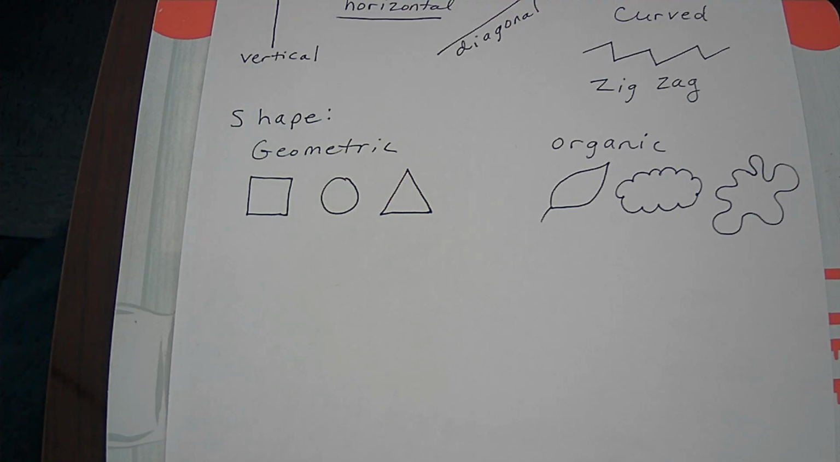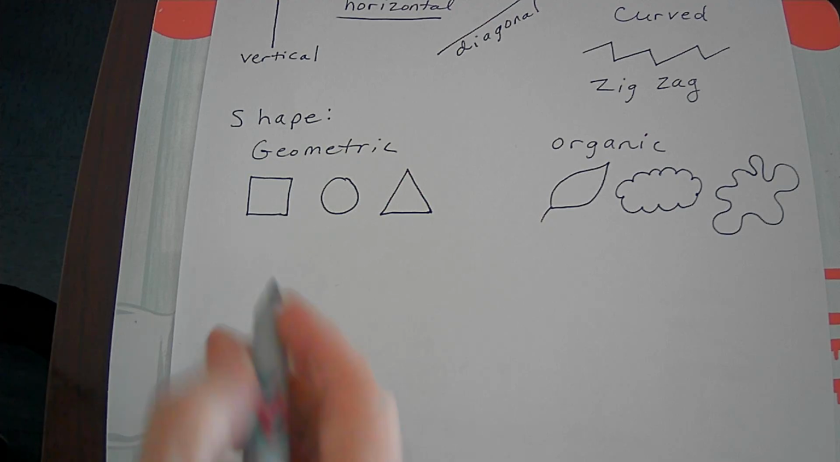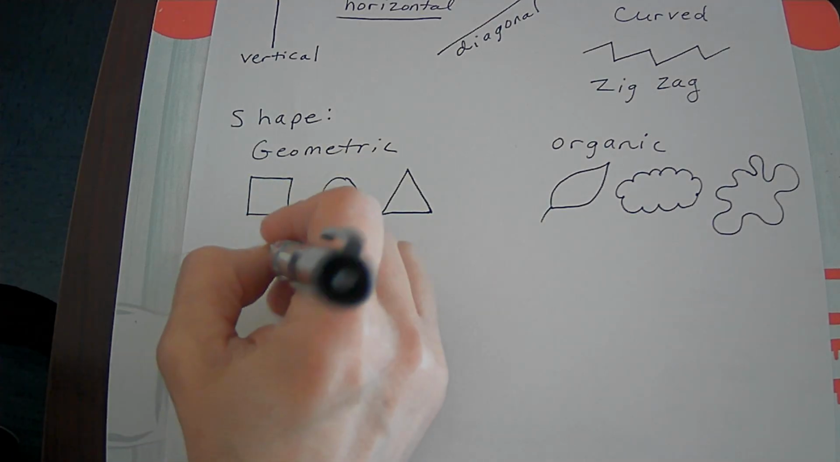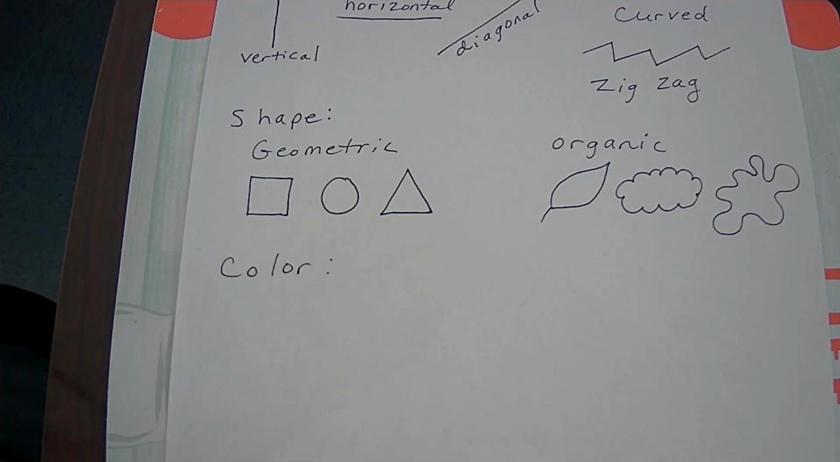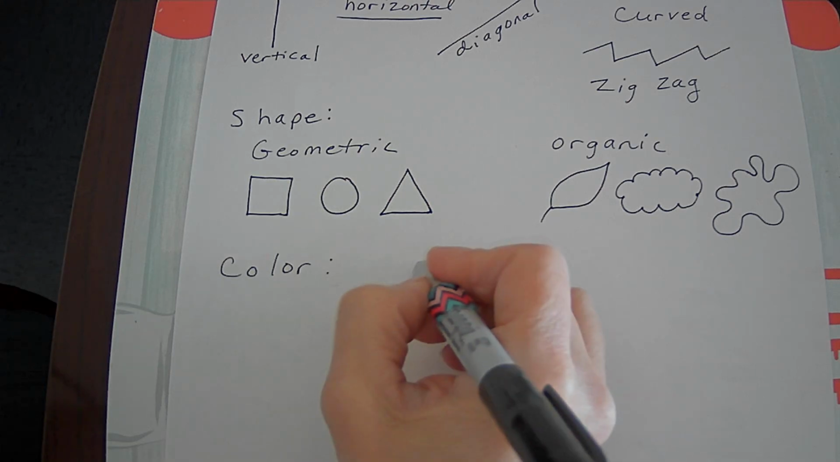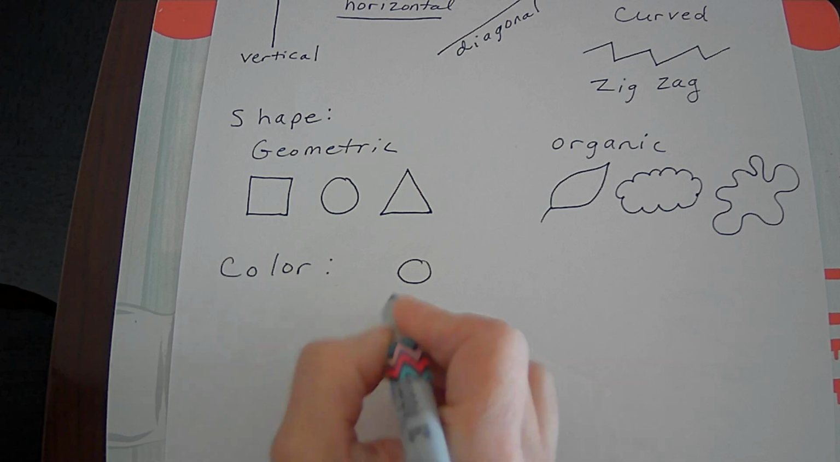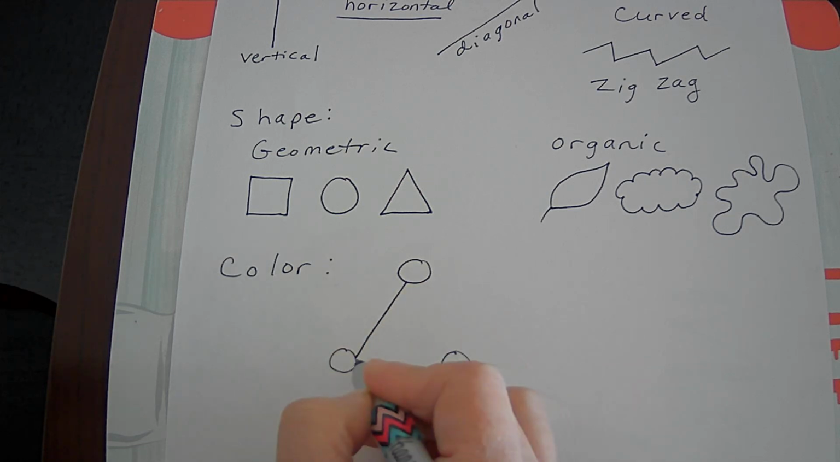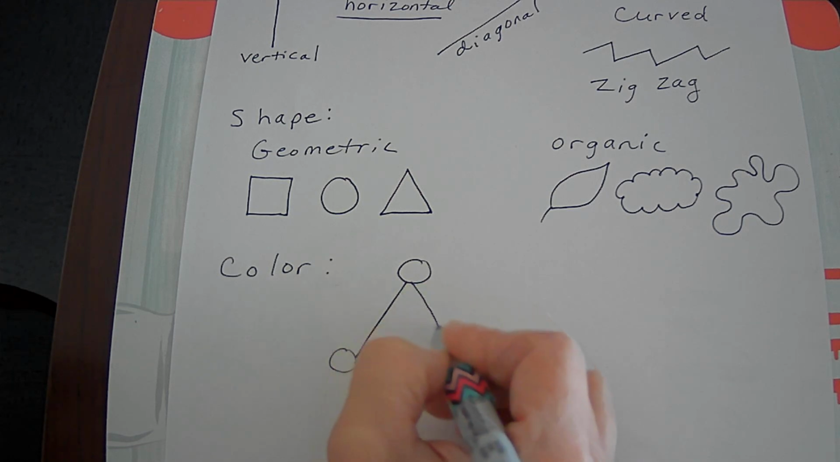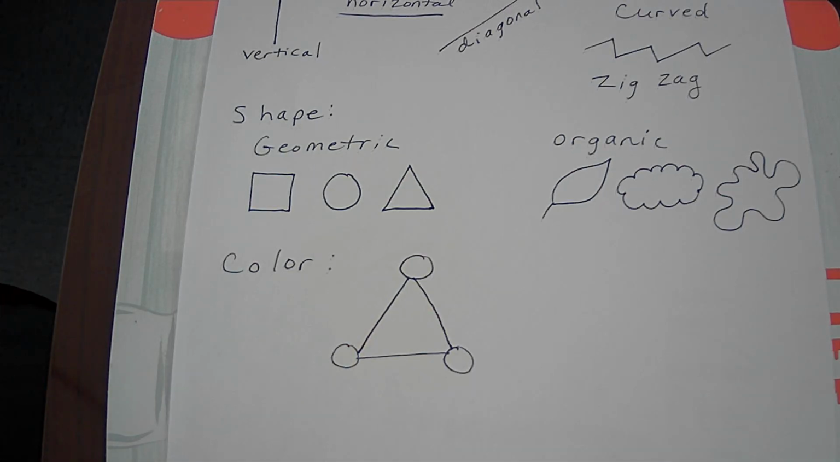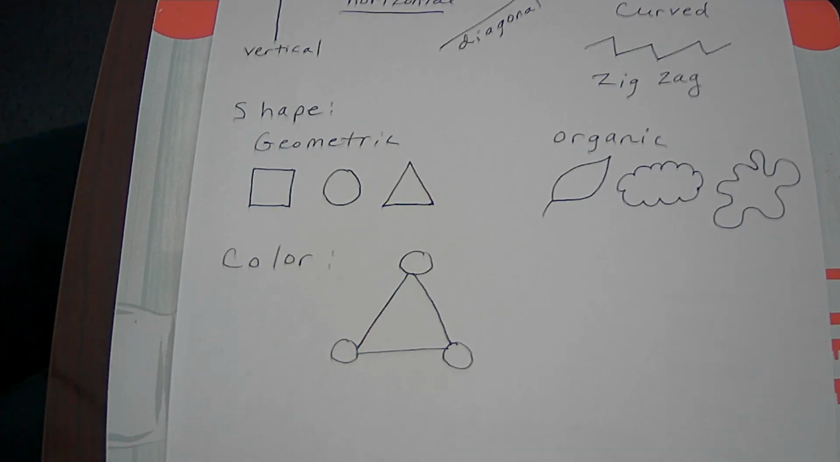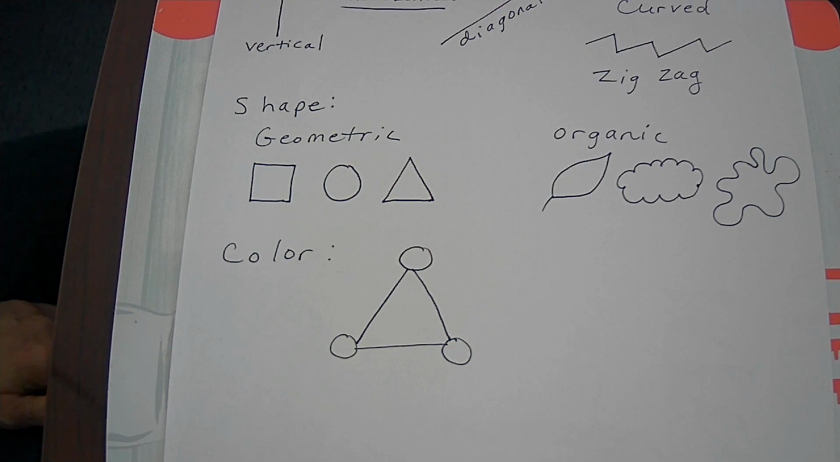Next up we have color. And color we're going to do without coloring. It's going to be a little weird. So we're going to make 3 circles spaced out like a triangle. I'm actually going to connect those with a line for a triangle. These are equally spaced. And we're just doing the basics. There are more colors that we will go into when we get to this unit.